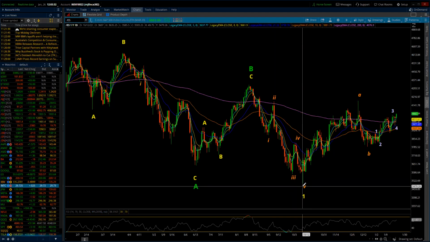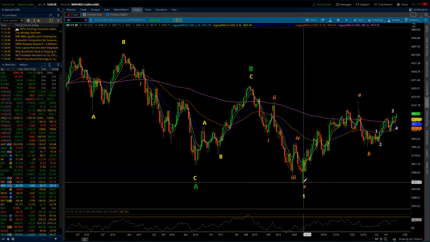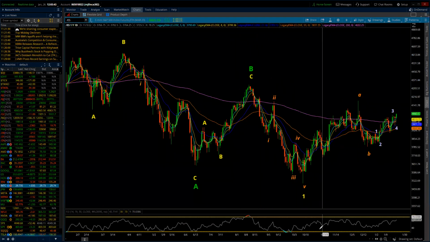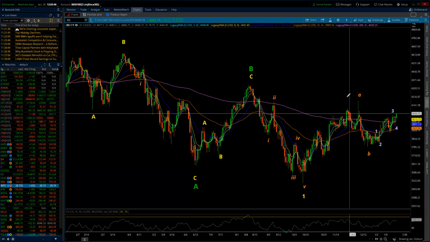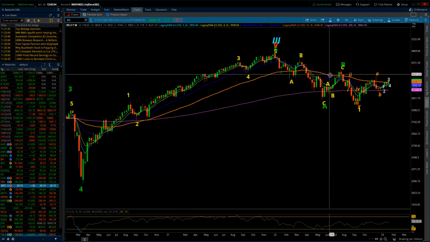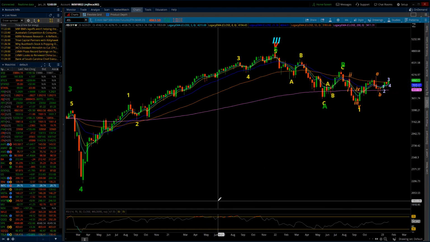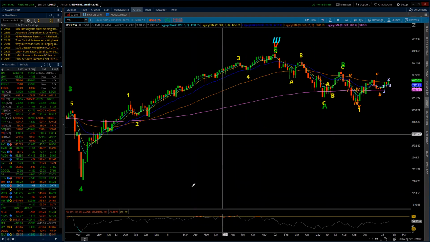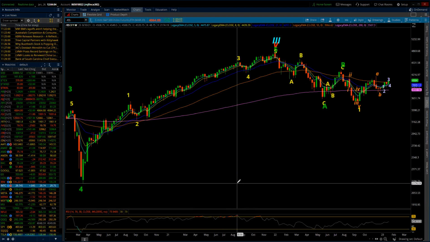The second are corrective waves. Corrective waves come in two basic structures, one being a flat. Unfortunately I don't have an example here, but it is A, B, C, where the waves are basically the same length throughout the structure. So we call that a flat, an ABC flat.